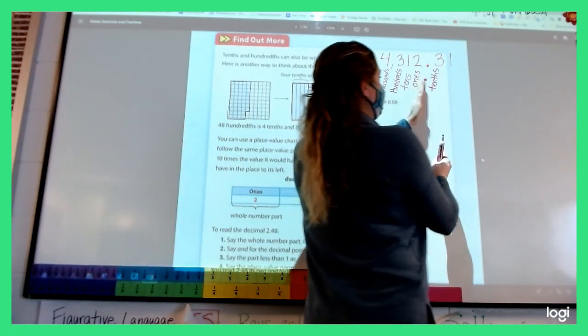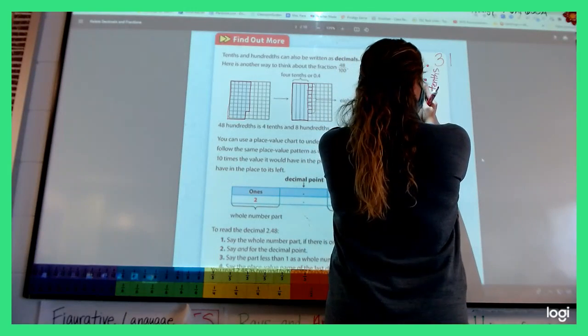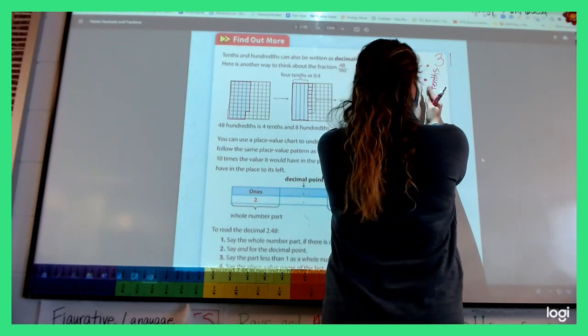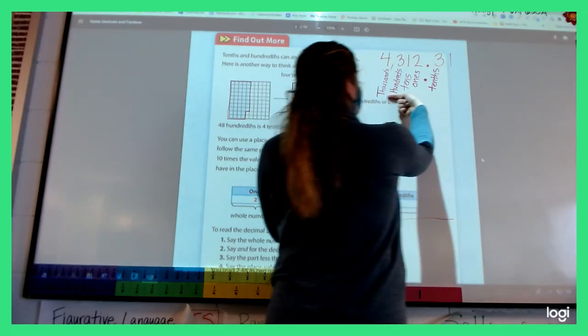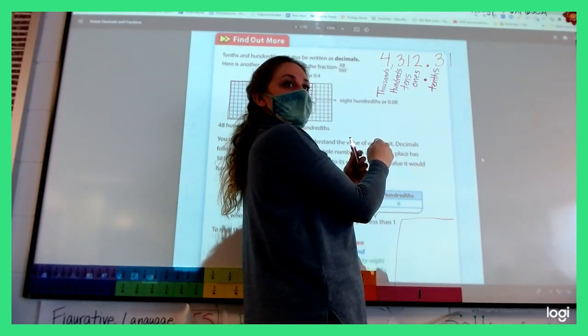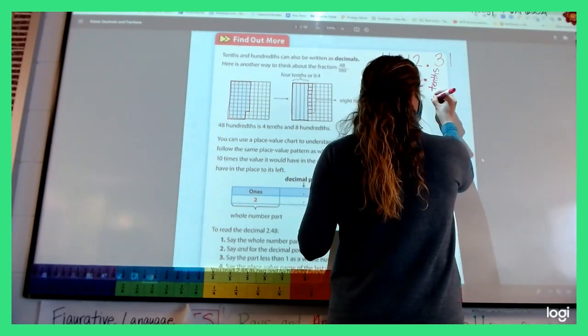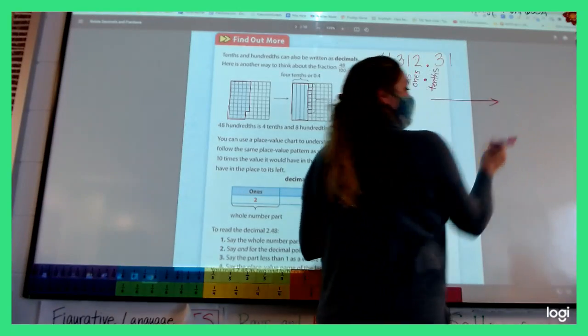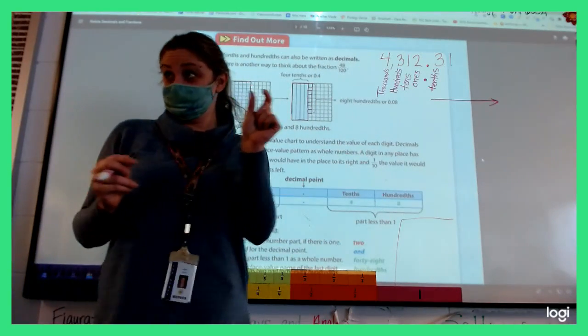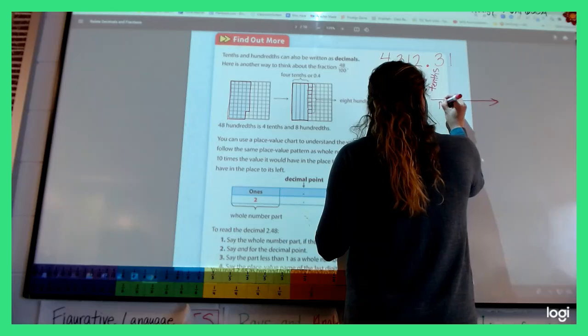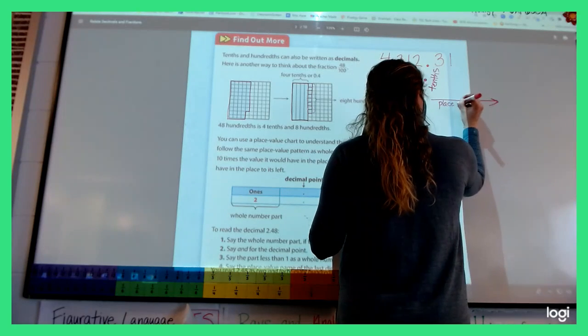So if the decimal point's in the middle of our number, please stay quiet. When we spread out past it, when we go this direction, do our place values get bigger? Yes. All right, good. When we go this direction, our place values get smaller. Okay? So I'm going to write that down. You can if you'd like to.